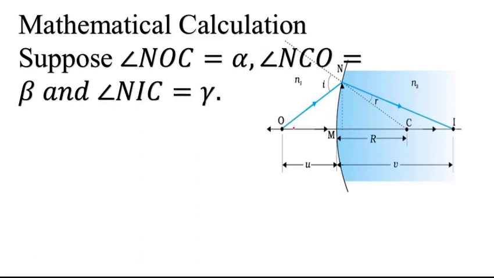So suppose this is the angle alpha, NOC and NCO. Suppose this is beta. Already I have discussed this one. And NIC, and this is gamma.